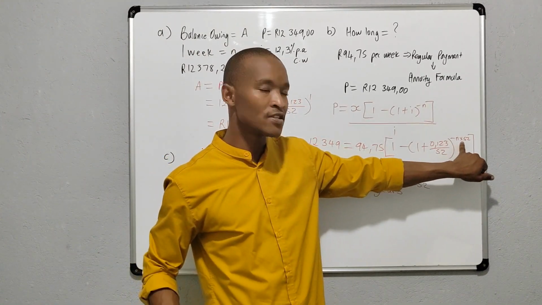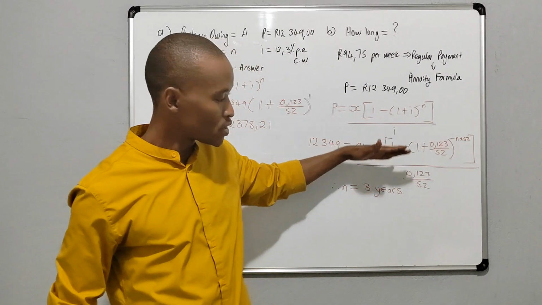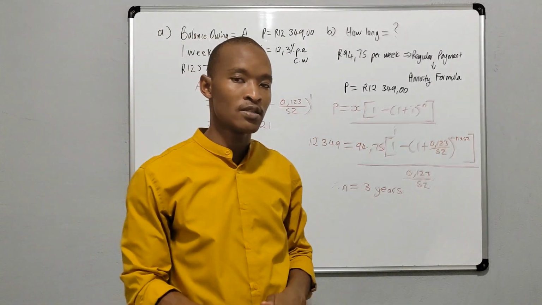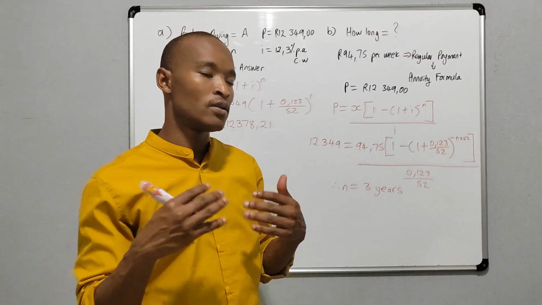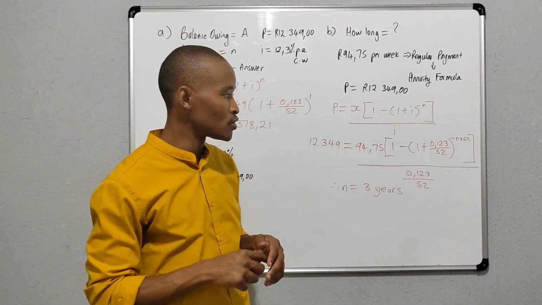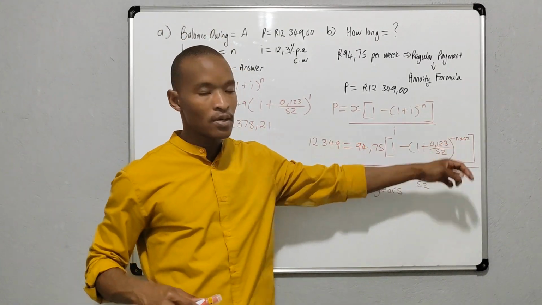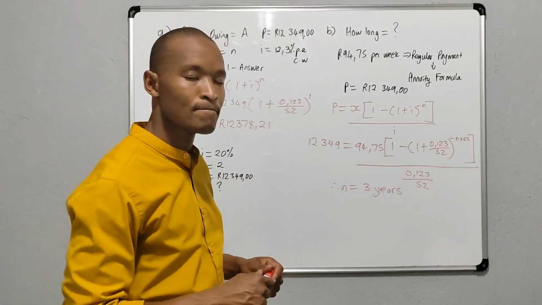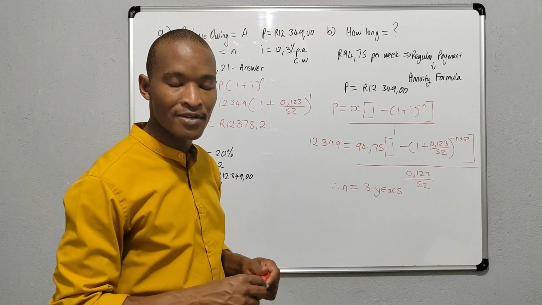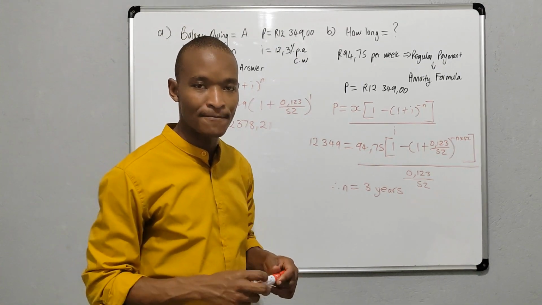This is going to be a negative 52n. So this process will take you to a step where you're going to introduce your logarithms. Okay, and when you have that, you need to ensure that you don't forget to divide both sides by negative 52 to solve for n. Okay, good stuff. Let's look at the next question, question C.